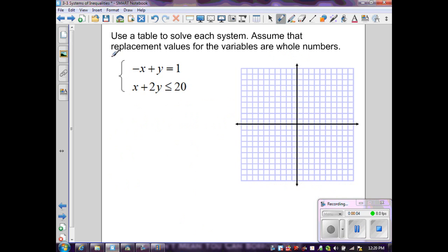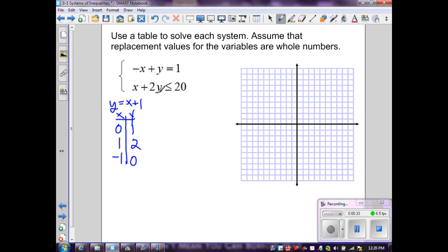Let's take a look at our next example. Again, they want us to use a table to solve each system. Assume that the replacement values for the variables are whole numbers. So let's start with the equation. I'm going to add x to both sides to solve for y. That gives me y equals x plus 1. Let's generate a table. Choose my values. I'm going to choose 0. That gives me 1. 1 is going to give me 2. And negative 1 is going to give me 0.